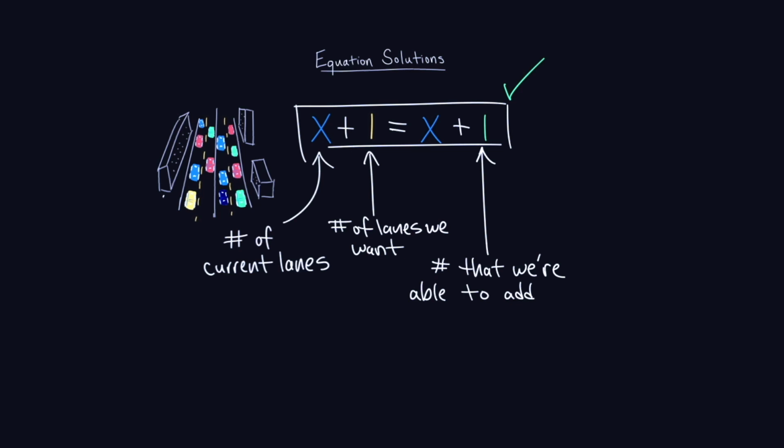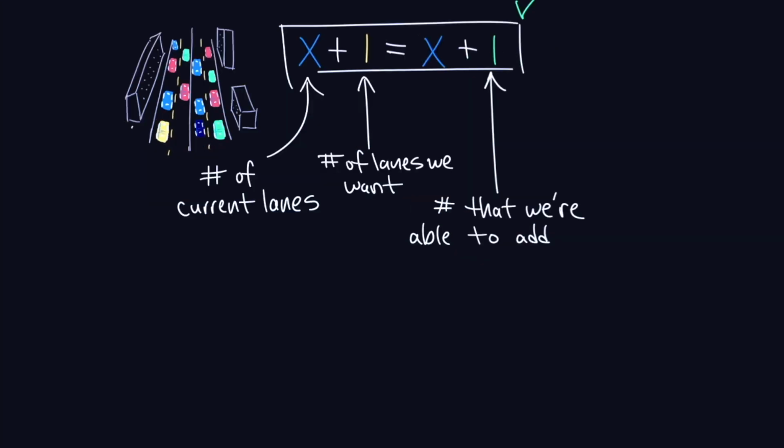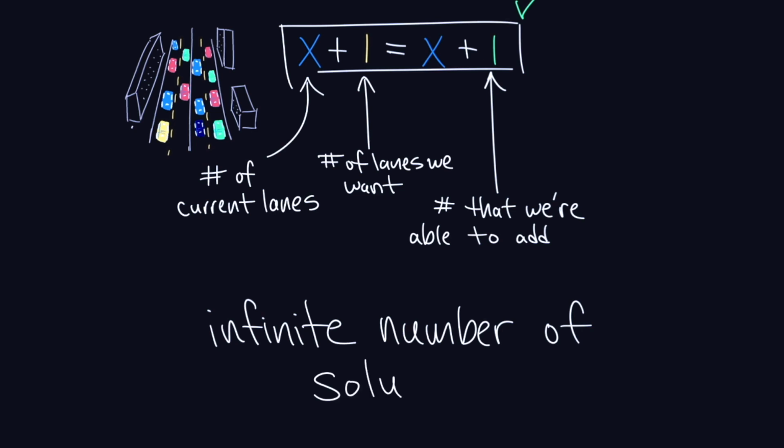We could think of it as, well, in downtown, our current number of lanes is 2. In the suburbs, it's 1. So our use case would be limited for this equation, but mathematically, you could put any x into this equation, and it will equal the same thing. If we can put in any value for our variable, but still maintain equality, we say that that equation has an infinite number of solutions.